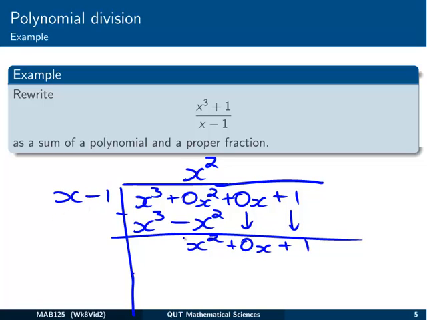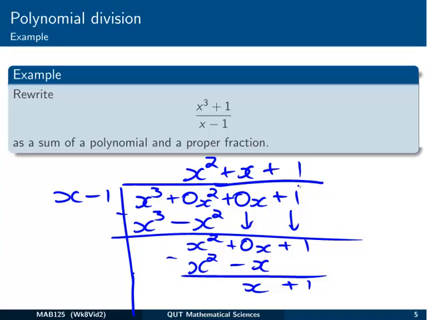Now I've got, what times x is x squared? Well, it's just x. So x times x is x squared. x times minus 1 is minus x. And I subtract those away, I've got gone, x plus 1. What times x is x? 1 times x is x. So 1 times x, and then minus 1.